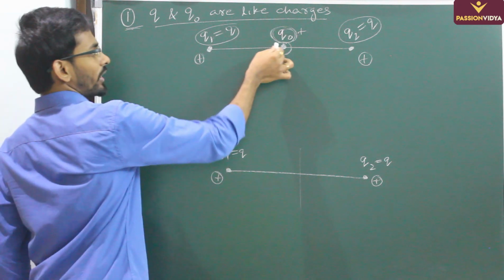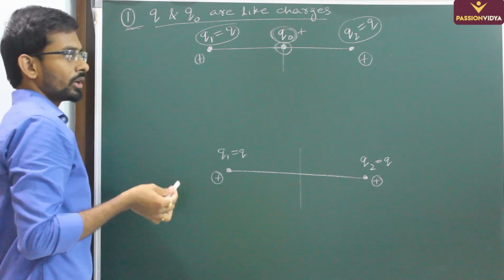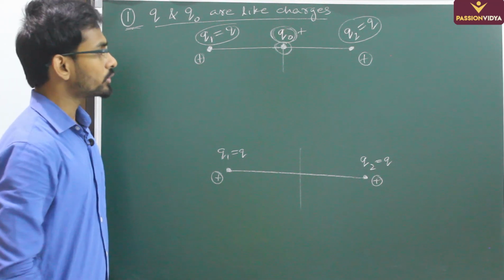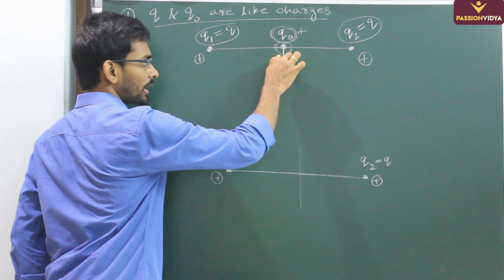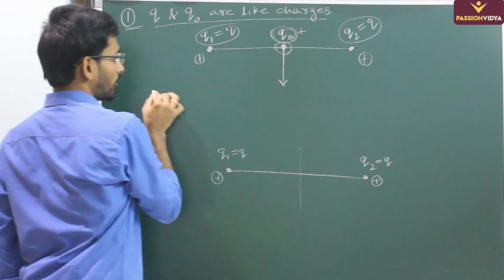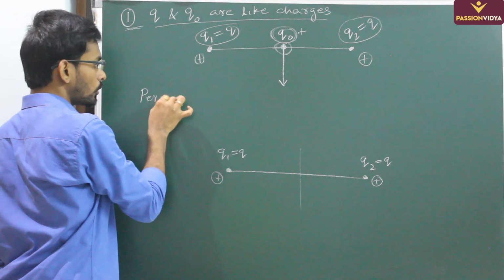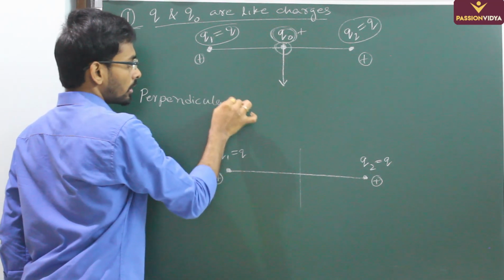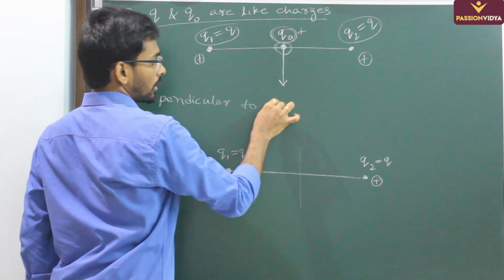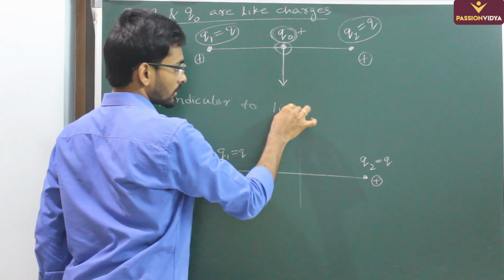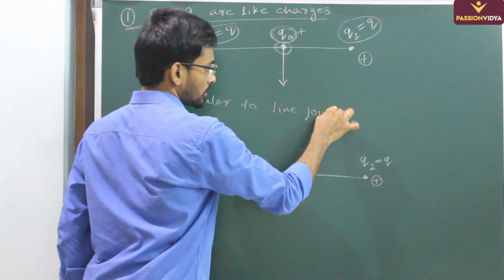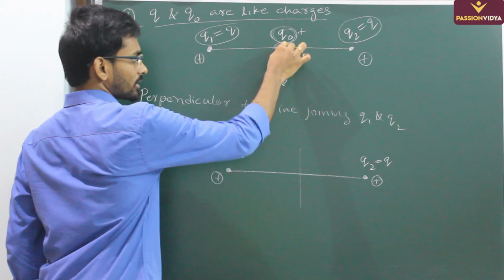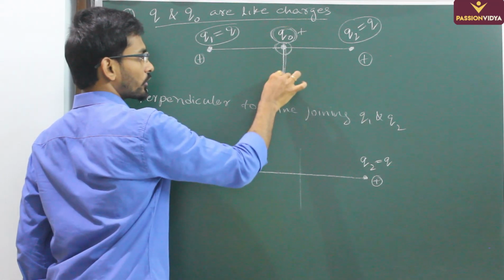So now let us try to find out what kind of equilibrium it is. To find what kind of equilibrium, we have to displace it from equilibrium position. So first let us displace it perpendicular to the line joining q1 and q2. So when you move it like this, now this is the location of q naught.